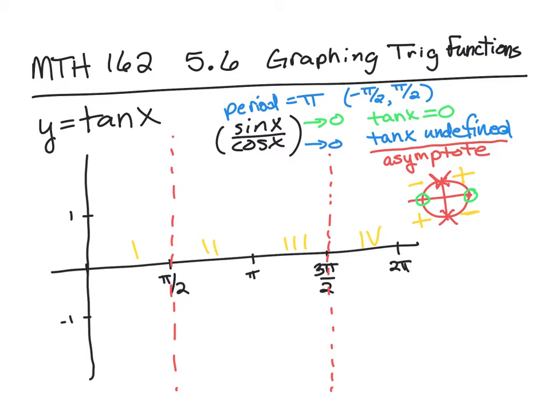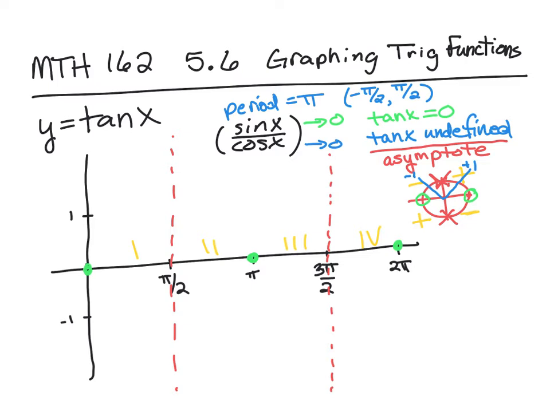Now, where is the tangent equal to 0? Well, it's equal to 0 wherever the sine is 0. Sine is 0 at the beginning, in the middle, and at the end. So I have a 0 here, a 0 here between 2 and 3, and a 0 at the end of quadrant 4. Now, one thing I want you to remember is at the 45s, the tangent equals 1. In quadrant 1, it's positive. In quadrant 2, it's negative. Quadrant 3 is plus, quadrant 4 is minus.